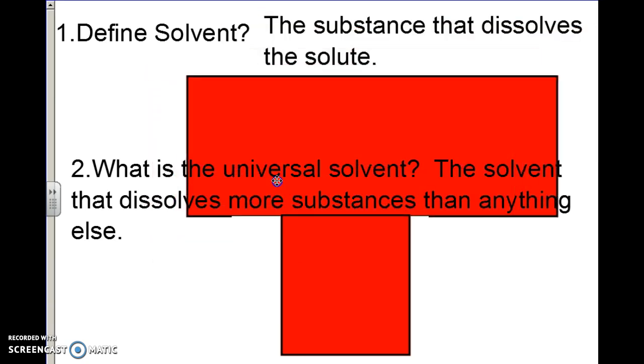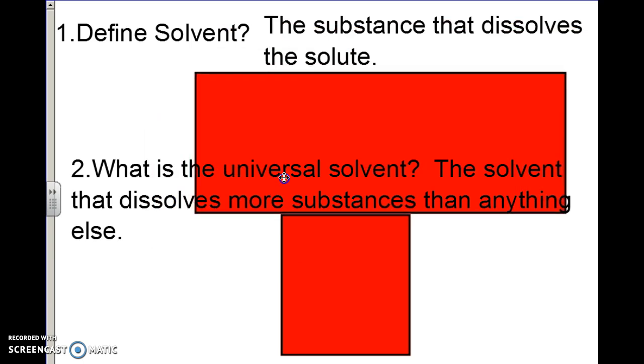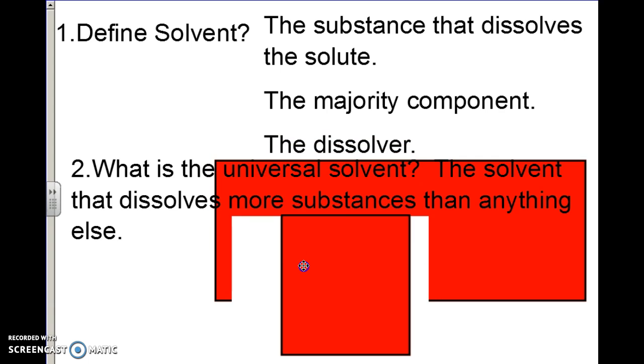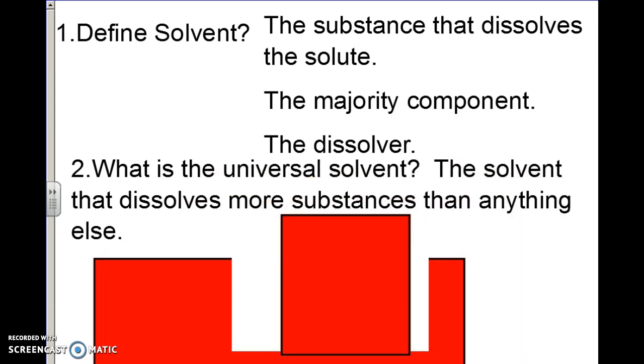So a solvent is a substance that dissolves a solute. It's the majority component in a solution. In other words, it's the thing you have the most of. And in layman's terms, you would say the solvent is the thing that's doing the dissolving, or you might call it the dissolver. Again, stop the video, write it down, and then start playing from there.